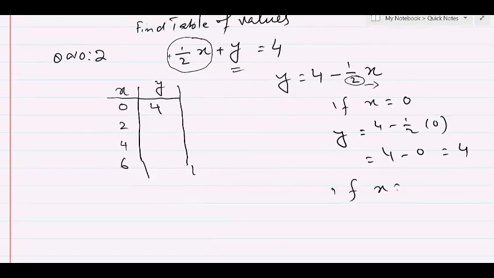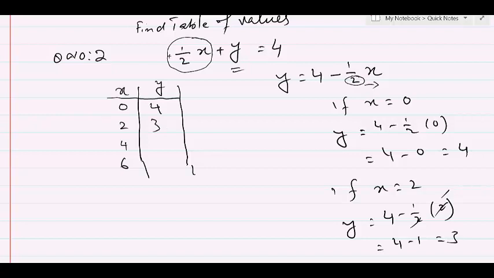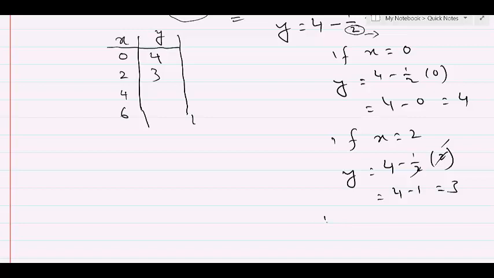If x is equal to 2, then what is y equal to? 4 minus 1 by 2 times 2. So the 2 will cancel with the 2, so this would be 4 minus 1, and that would be equal to 3. This is 3 here. And similarly, if x is equal to 4, then y is equal to 4 minus 1 by 2 times 4. 2 times 2 is 4, 4 minus 2 is equal to 2. So y would be equal to 2 here.